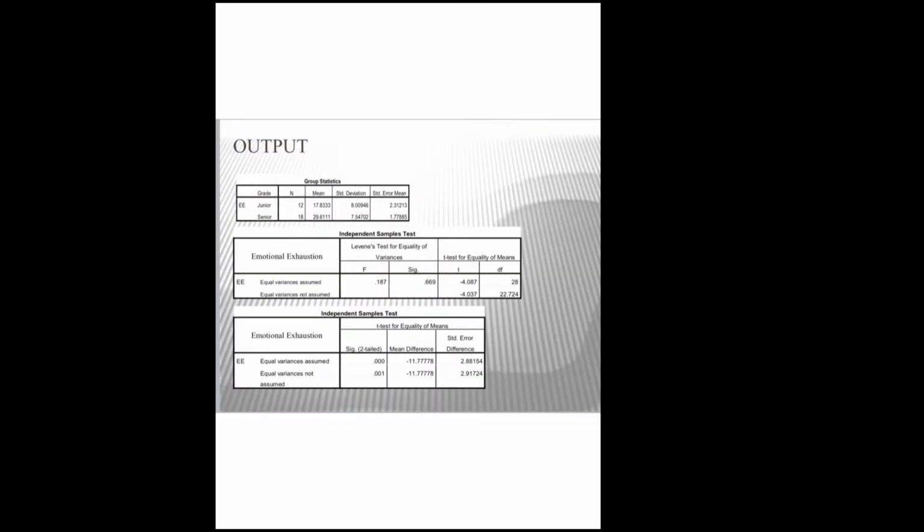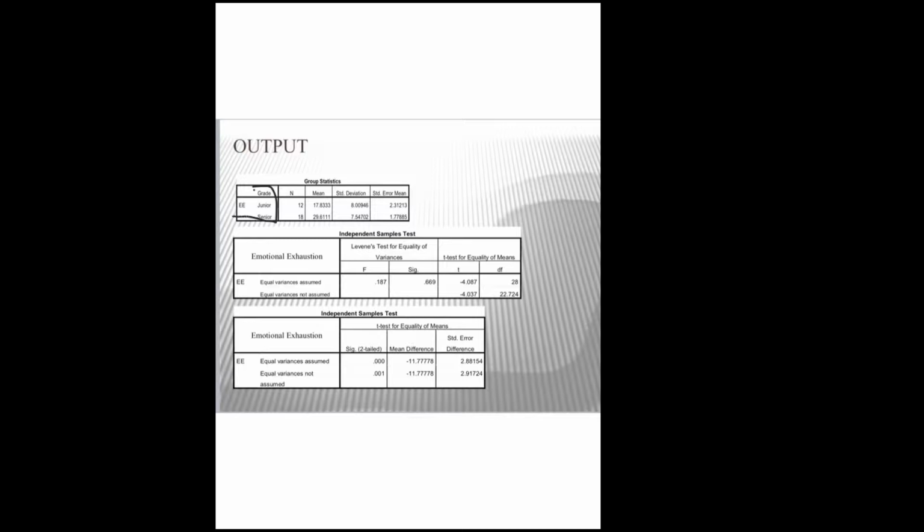So this is output. Remember, output is after you put in your data and you run your analysis, you get this. It gives you all the answers you need. Everything you need is sitting right in front of you. We may not use everything there, but this is what's going to come out when you actually do it. So let's talk about what's important.